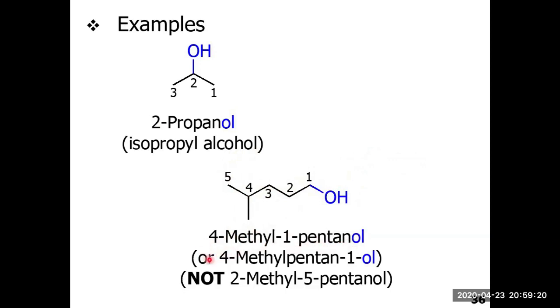So the final name will be 4-methyl-1-pentanol. In some older literature, it's also accepted that this one is named 4-methyl-pentan-1-ol. Both of these ways of naming are correct, except for this one. Try to guess why 2-methyl-5-pentanol is not right.